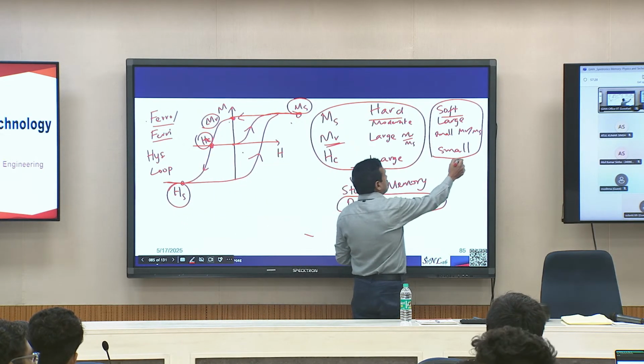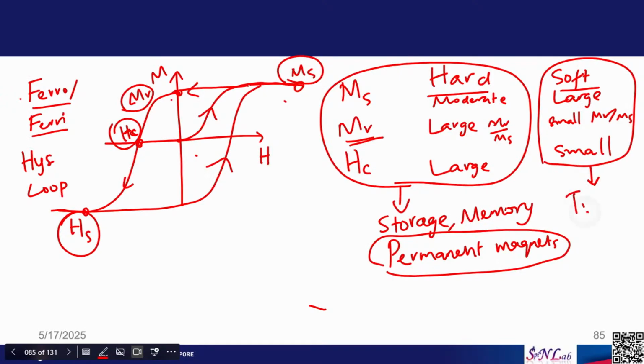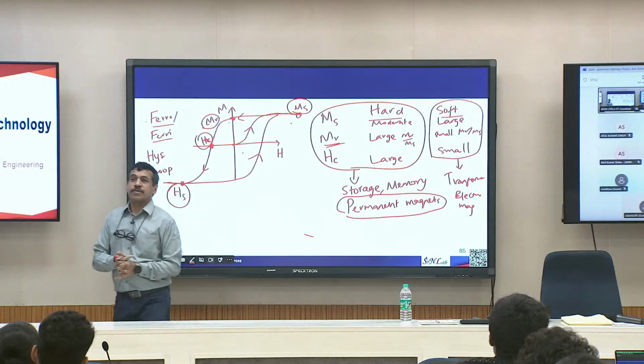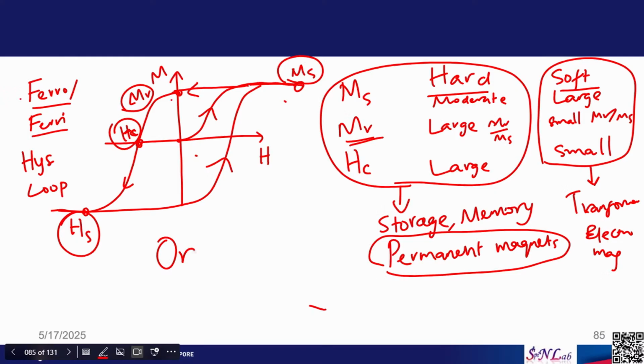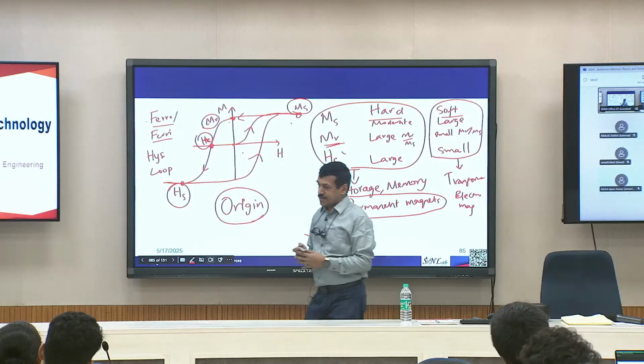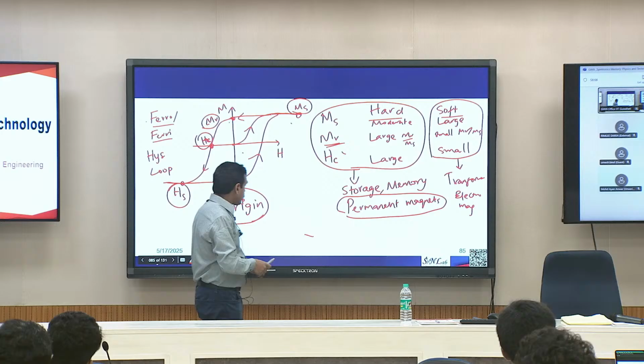Similarly, soft magnetic materials will have uses like transformers, electromagnets, and so on. Okay, so this is where we stopped. When we were doing this, there was a question: what is the origin of these properties? Why are some materials hard, why are some materials soft? This we haven't discussed, so today we will start from here.